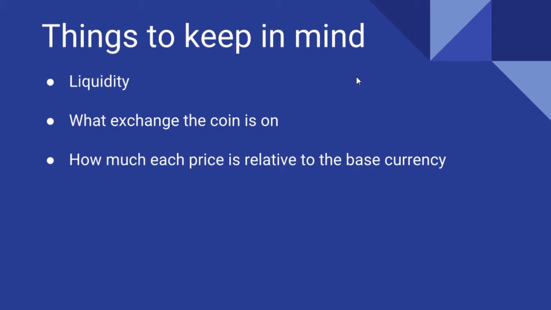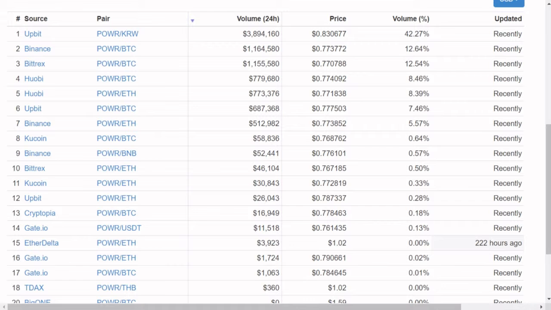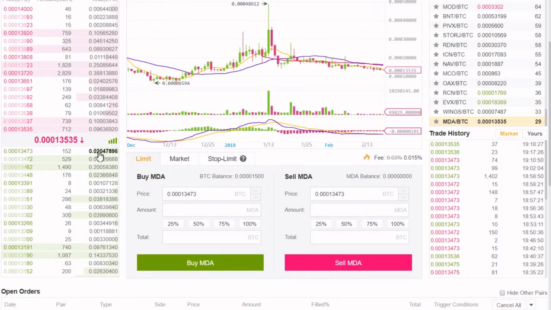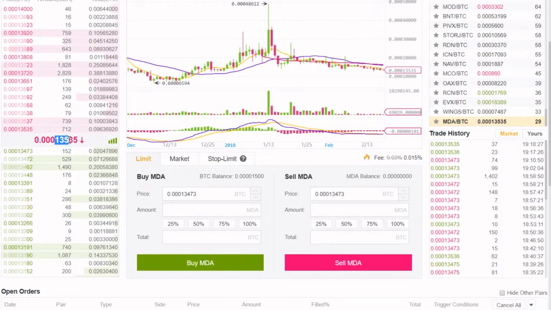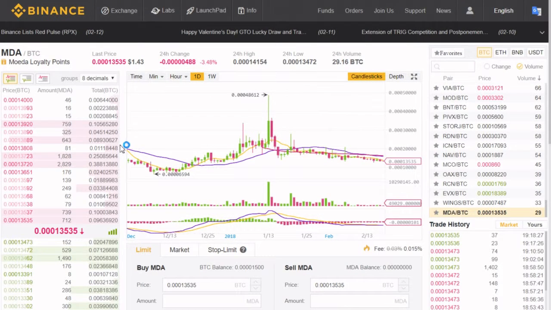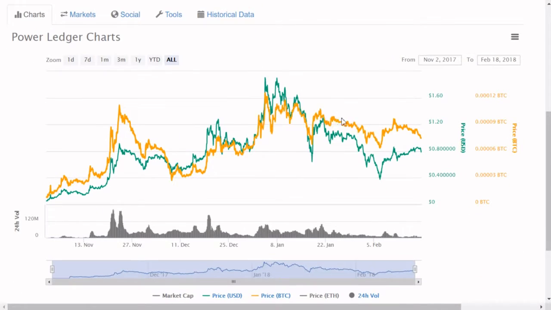And how much each price is relative to the base currency. As I said, this price is relative to the base currency. So MDA is worth 13,535 satoshis, and that is related to Bitcoin. Obviously, Bitcoin is a base currency, and it can keep on going up and down. You can actually see on a situation like Power Ledger, sometimes the price doesn't match whether it's going up and down on Bitcoin. Sometimes it's going up on Bitcoin and not going up as much on the price, or vice versa, going down on Bitcoin and not going down as much on the price.